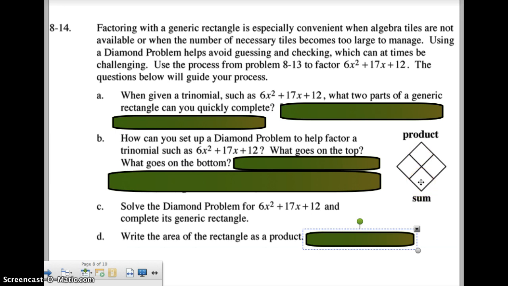Then it says solve the problem for 6x squared plus 17x plus 12 and complete this generic rectangle. And then it says write the area as a product. See if you can do this. Tomorrow we'll talk about this problem if you didn't quite get it all figured out.